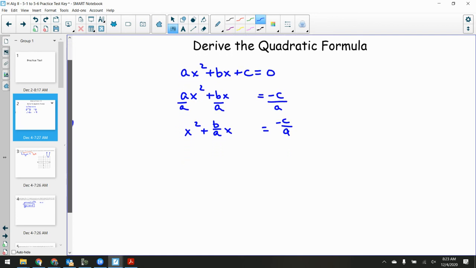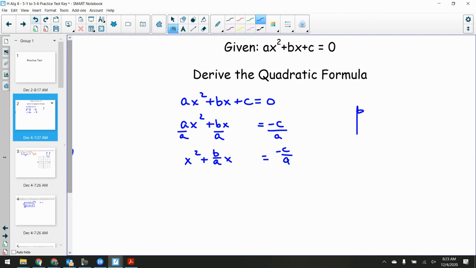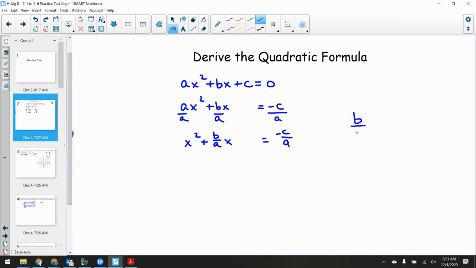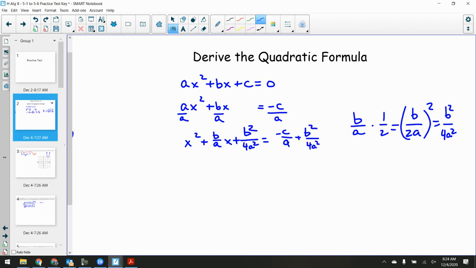And then I do a little preliminary work. We take b over a, we multiply it by 1/2, dividing it by 2. We get b over 2a, and then I need to square it, so b squared over 4a squared. That's what gets added to both sides. So that means inside the parentheses here is x plus b over 2a squared is equal to negative c over a plus b squared over 4a squared.